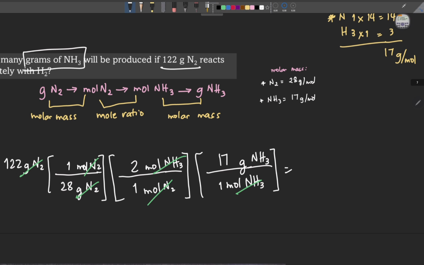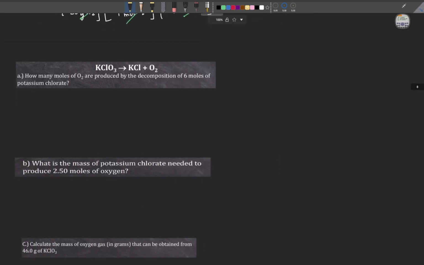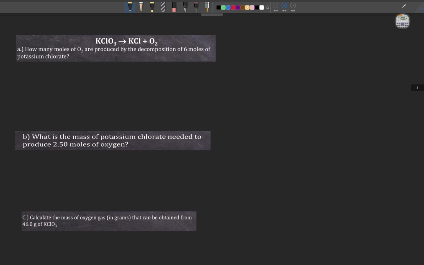148.14. And now the unit is gram of NH3. Okay. So those are examples. Okay, let's have another example. You can just pause the video if you want to.